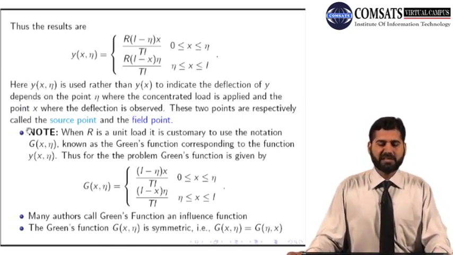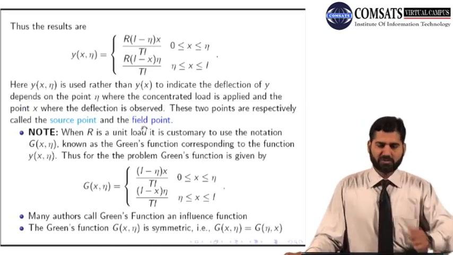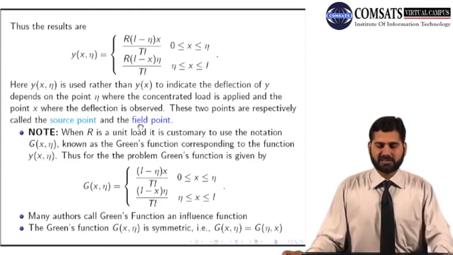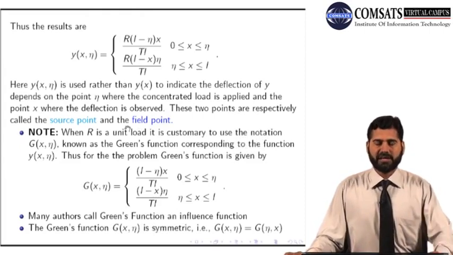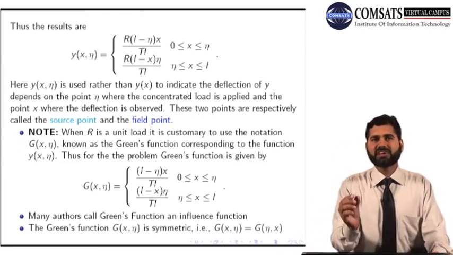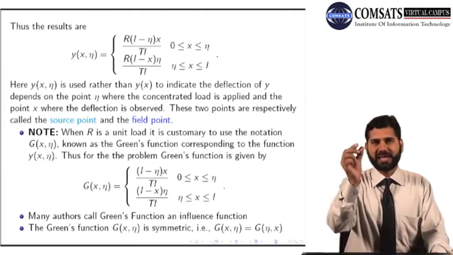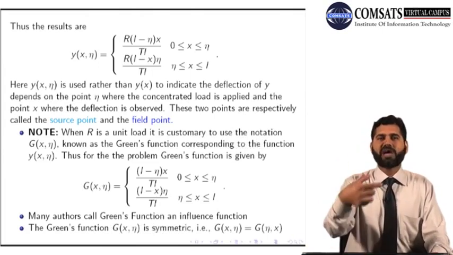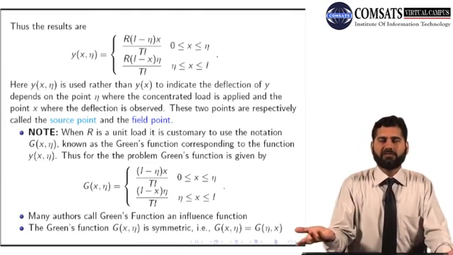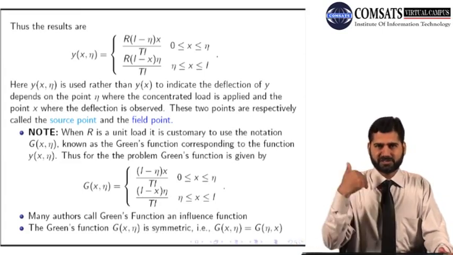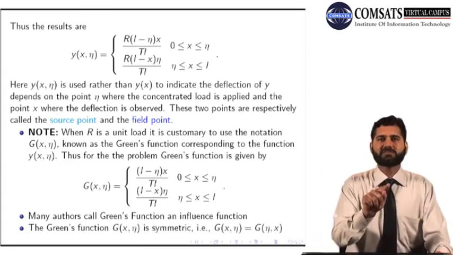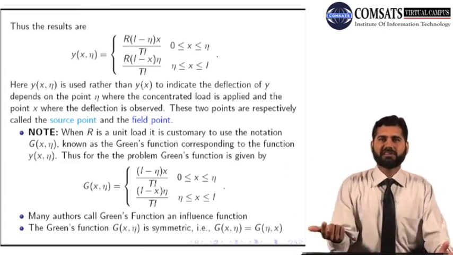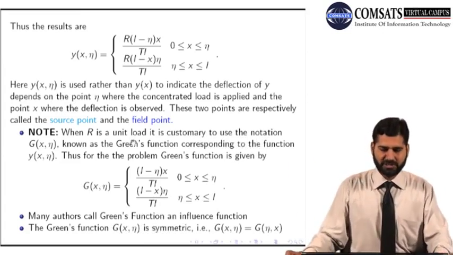These two points are respectively called the source point and the field point. I guess eta is called the source point because the source of the deflection is eta, because you placed a concentrated load on eta. This was the source of deflection. If you haven't placed any load on the string, it will not cause any deflection at all. So the source of the deflection is eta, and x is basically the field point where you are observing the deflection now.